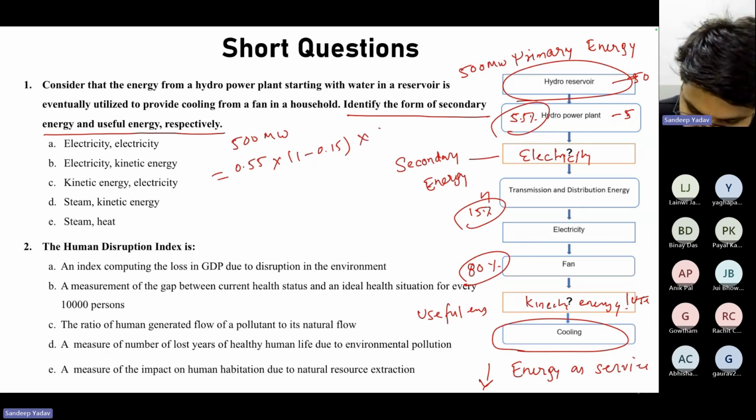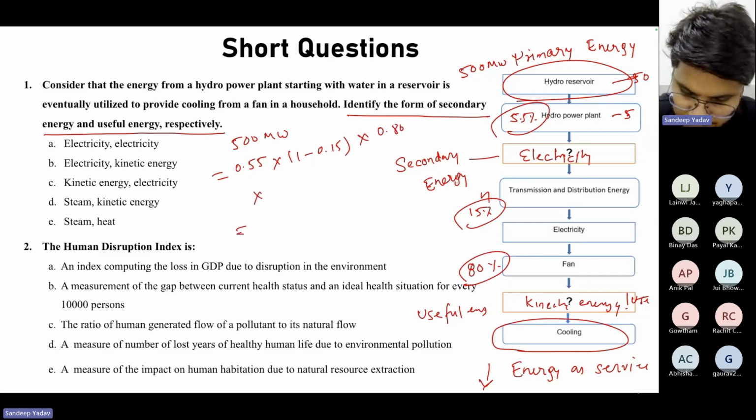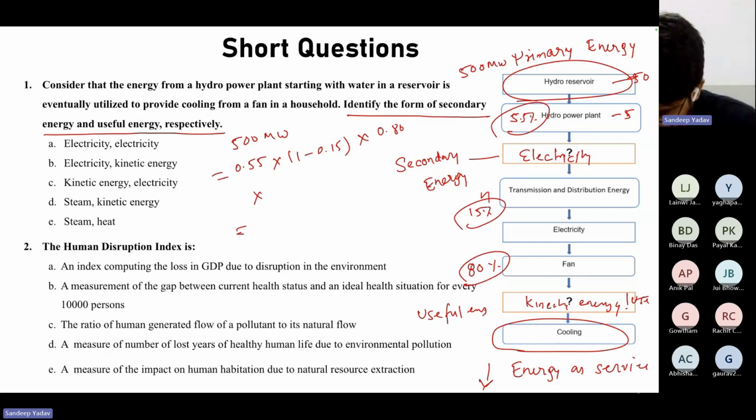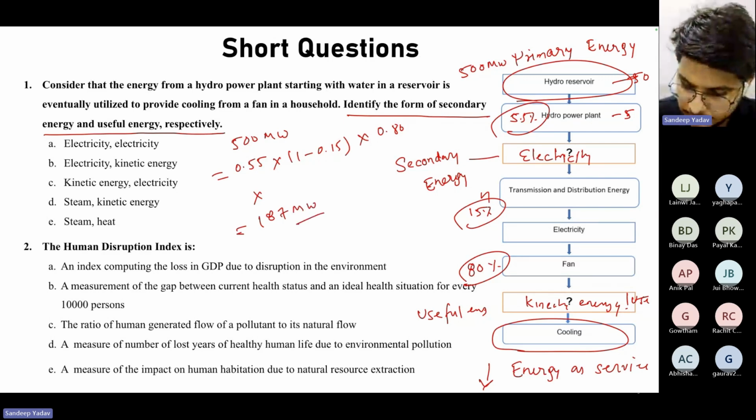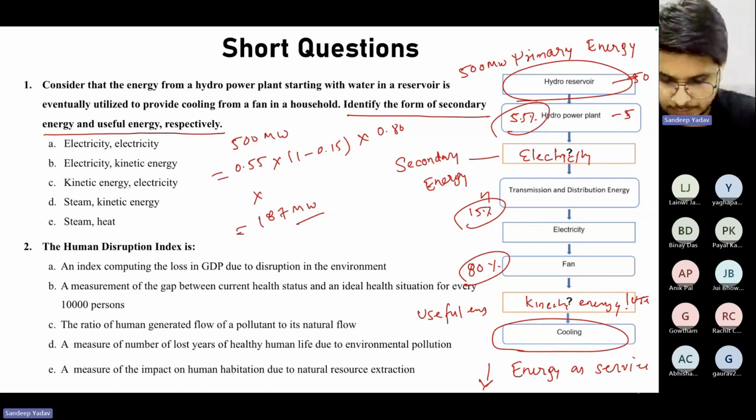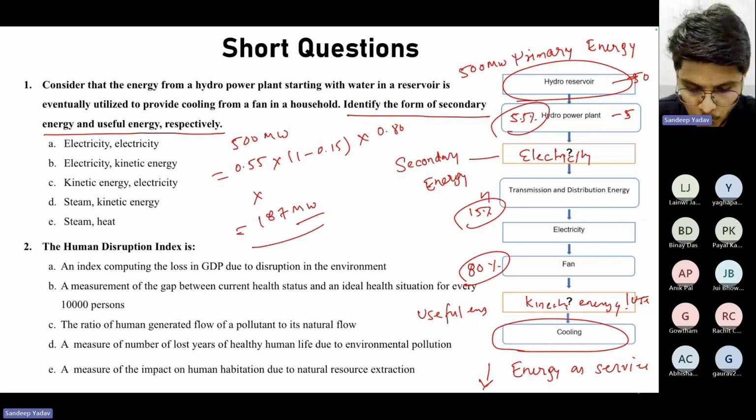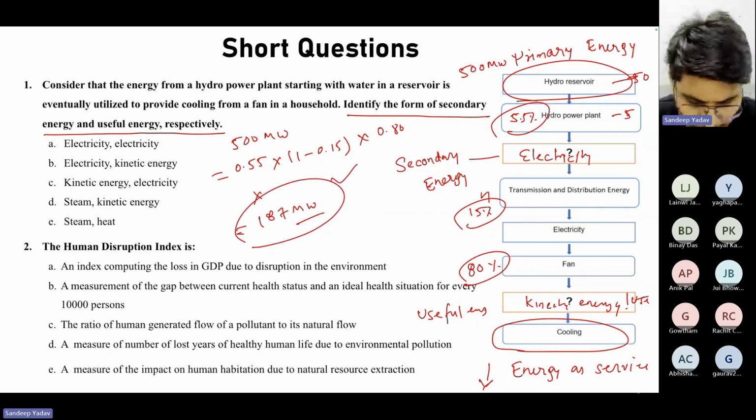Now, the fan has an efficiency of 80%. Finally, what is the amount of energy that we're getting? 0.55 into 0.85 into 0.80 multiplied by 500. So we are getting only 187 megawatt of electricity as a cooling service. So that's how this question is explained. We have solved two questions in one. We will solve one more question like this.